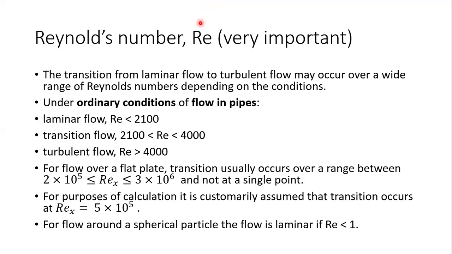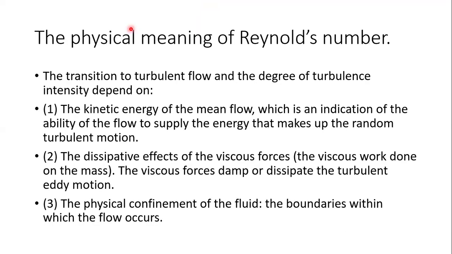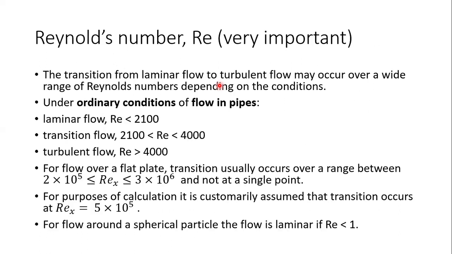So maybe I'm dealing with a particular kind of pipe, a particular kind of fluid, a particular kind of system, and I will know which values would give me laminar flow and which would give me turbulent flow. Is that okay? So the transition to turbulent flow and the degree of turbulence intensity depends on some factors. It depends on the kinetic energy of the mean flow, which is an indication of the ability of the flow to supply the energy that makes up the random turbulent motion. This is what we are trying to see.